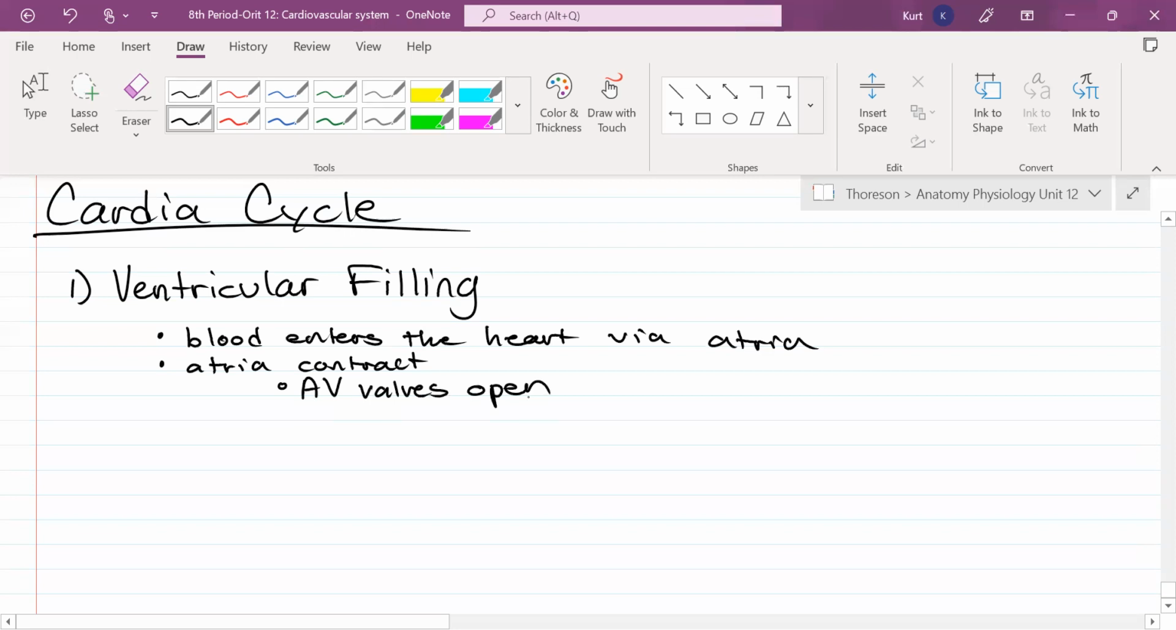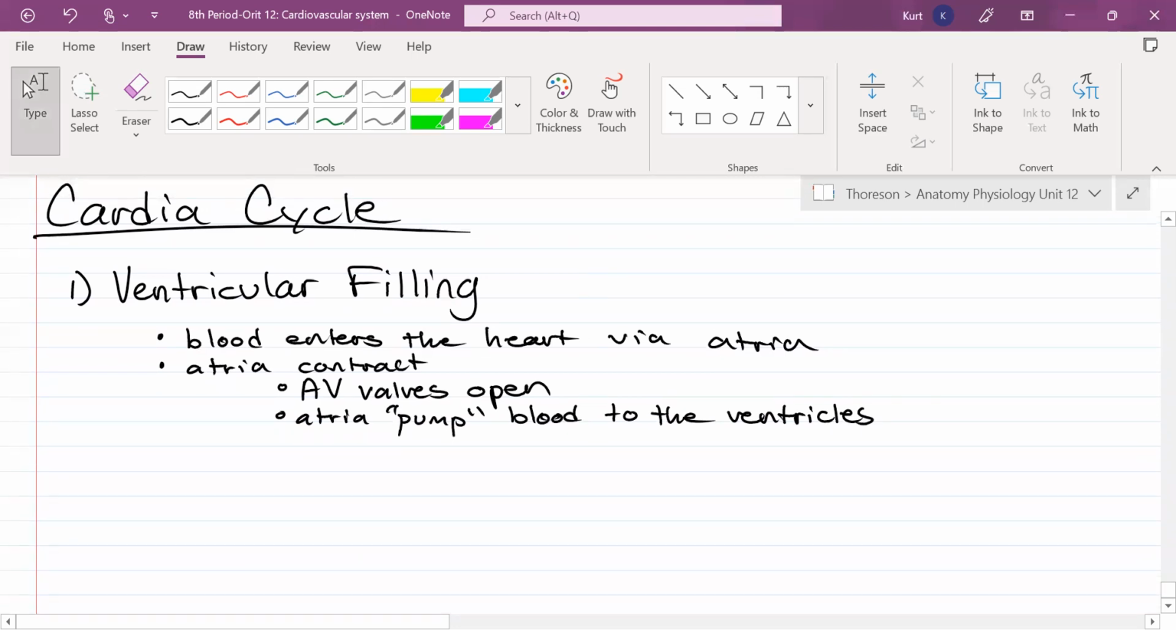Okay, now, guys, cause and effect. The atria are contracting, the valves are opening. Where is blood going to go? Good. Atria pump blood to the ventricles. So blood is now filling up in the ventricles.